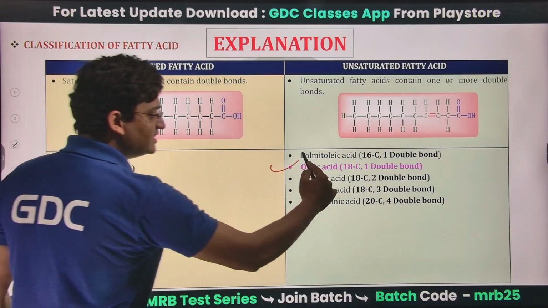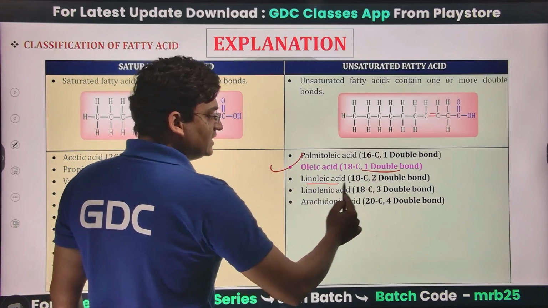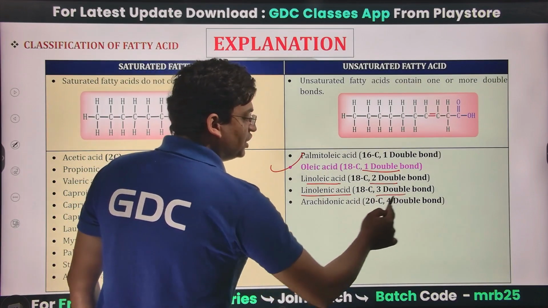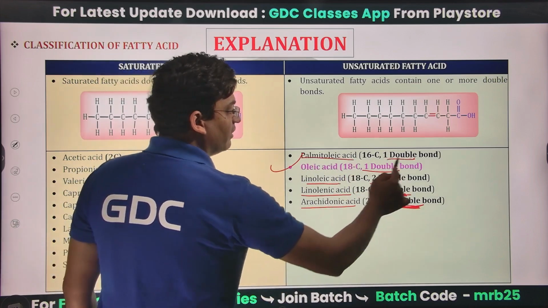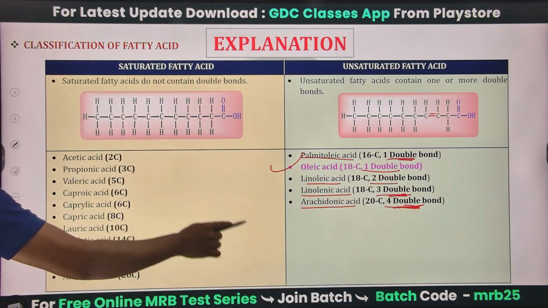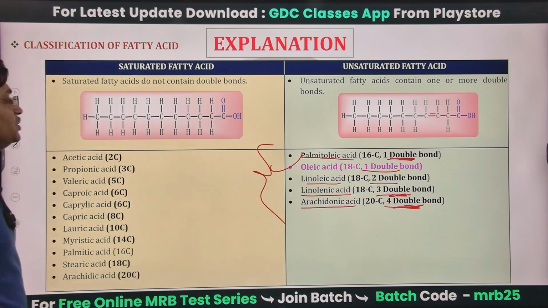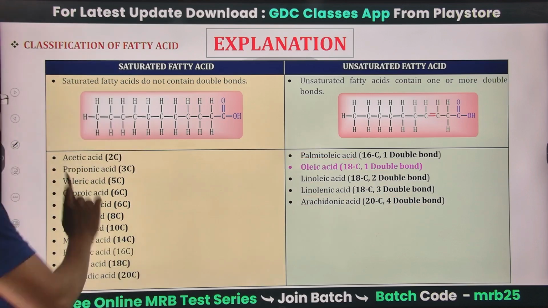Oleic acid has one double bond, linoleic has two double bonds, linolenic has three double bonds, arachidonic has four double bonds, while palmitoleic has one double bond. So you simply take a screenshot and try to learn them.